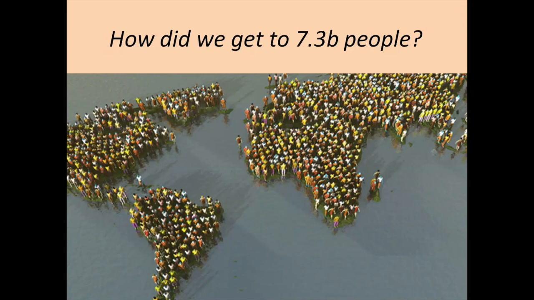Hopefully in your discussion, you mentioned things like stable government, agriculture, domestication of animals, modern medicine, and the Industrial Revolution, among many other things. For a little bit more context, let's watch a short video by National Geographic. It's part of its 7 Billion series. You'll be using information from this series in other parts of the lesson plan.